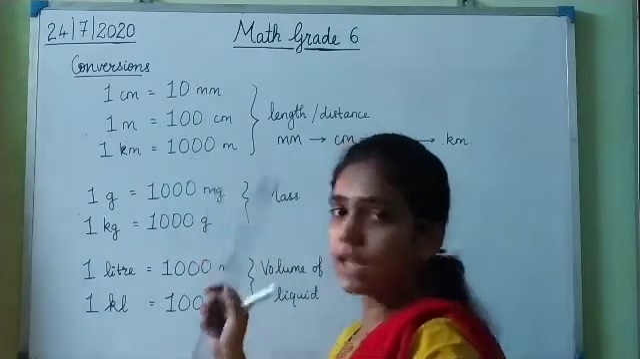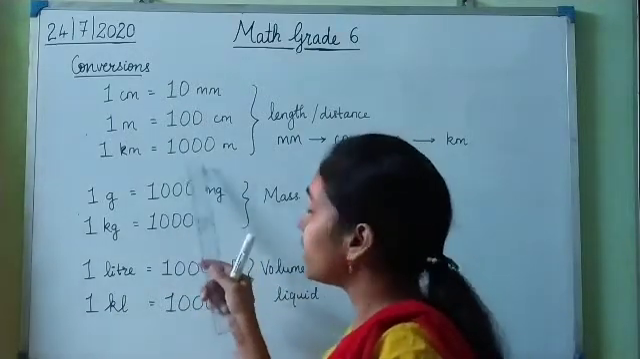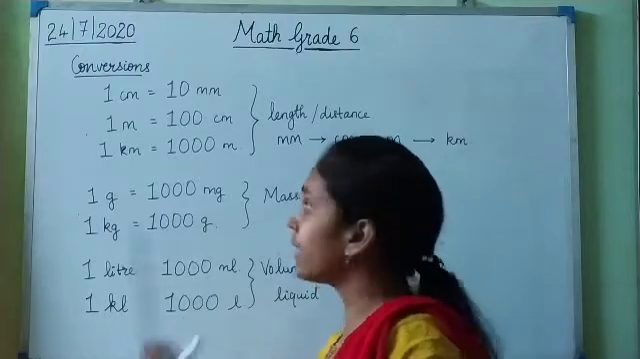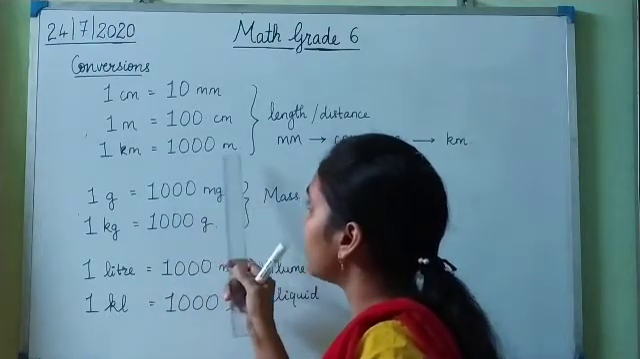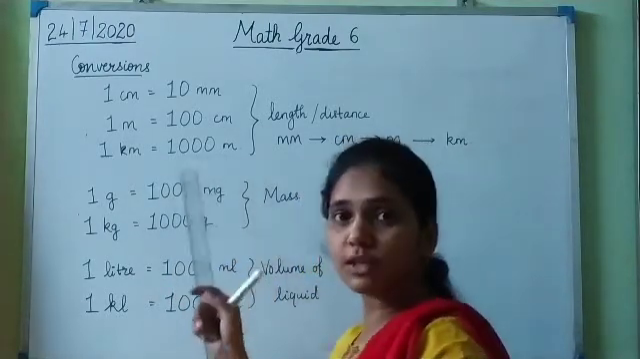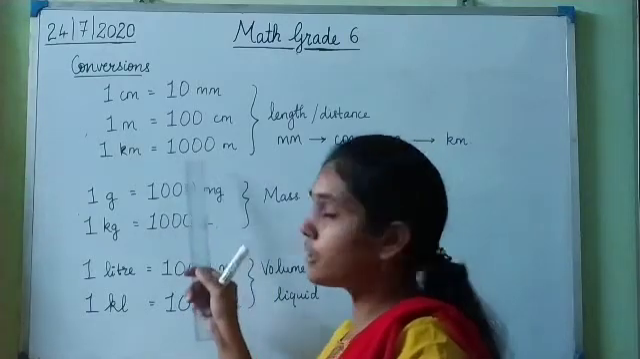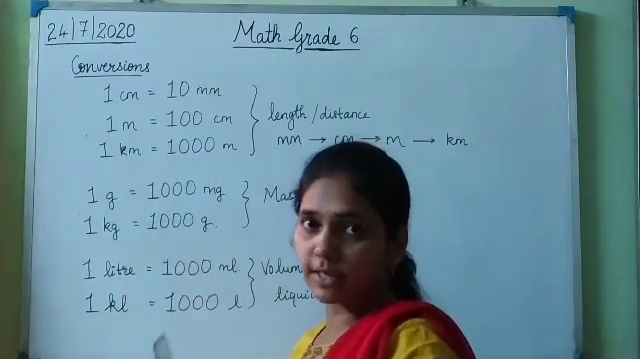Then 1 kilometer means it is 1000 meters. Okay, so these conversions are to be remembered. So 1 kilometer is 1000 meters. 1000 meters means when 1000 meter units come together, the total length will be equal to 1 kilometer.